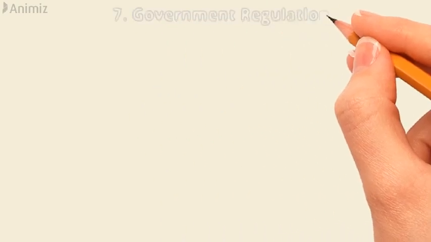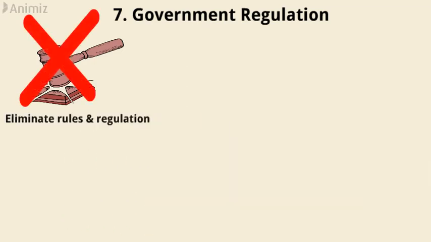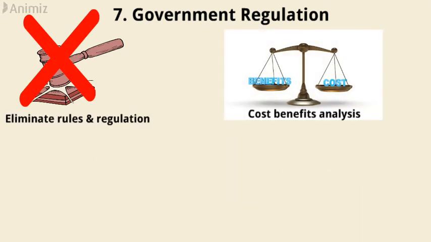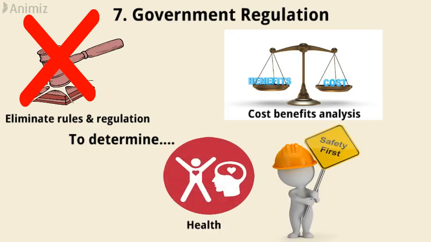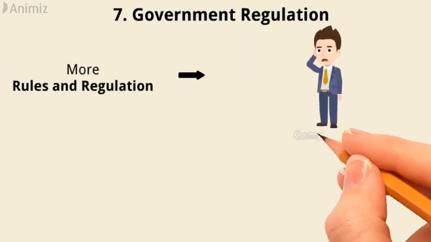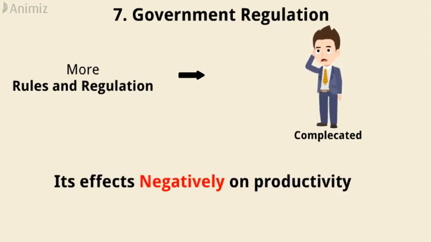7. Government regulation. The government can eliminate unneeded regulations, and make a cost-benefit analysis to determine necessary regulations such as health and safety. More rules and regulations make the process complicated, and it affects productivity negatively.